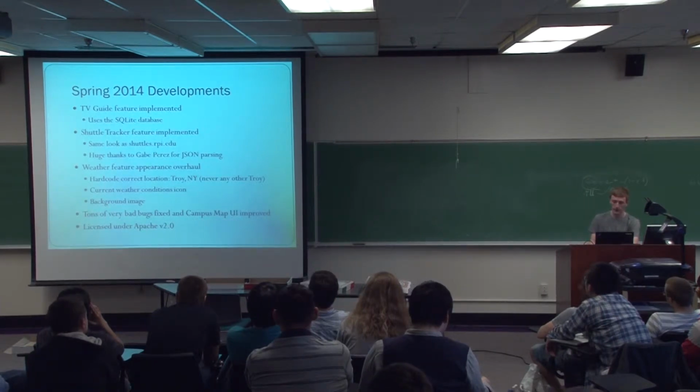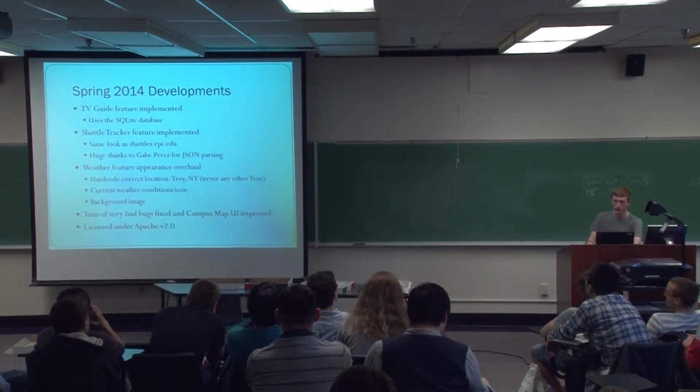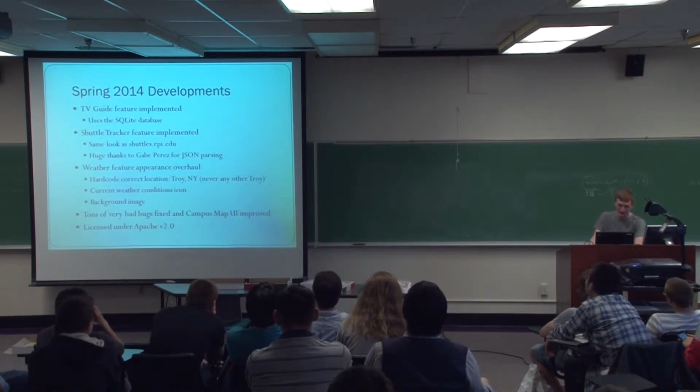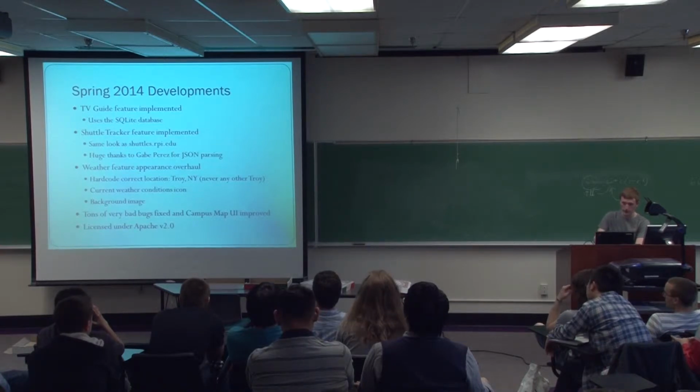everything. And I also implemented the shuttle tracker. It has the same exact look and feel as shuttles.rpi.edu. And I also improved the weather a bit. I added a background and made sure that the weather actually displayed Troy, New York, and not Troy in Michigan or Troy, Alabama, or something like that. Because the OpenWeatherMap API seems to be kind of inconsistent.